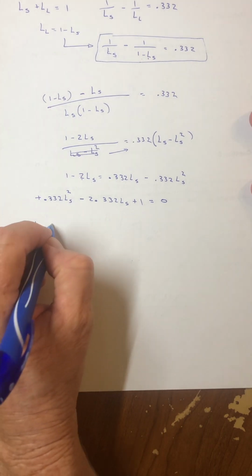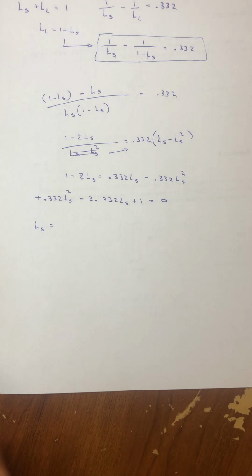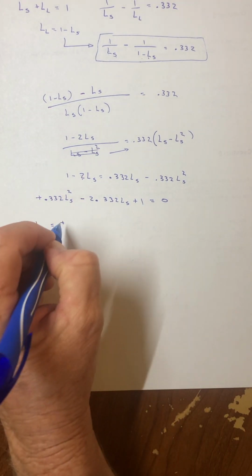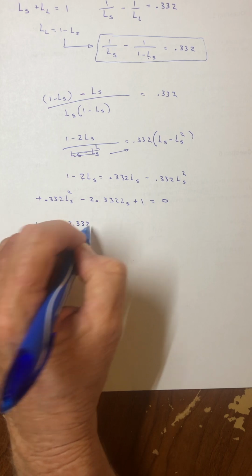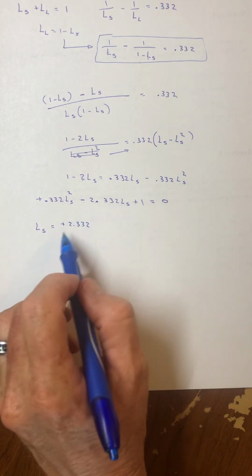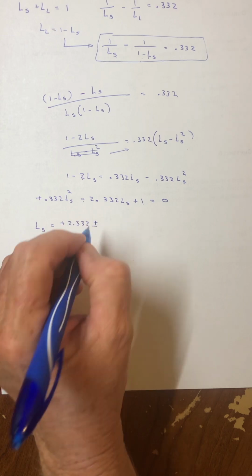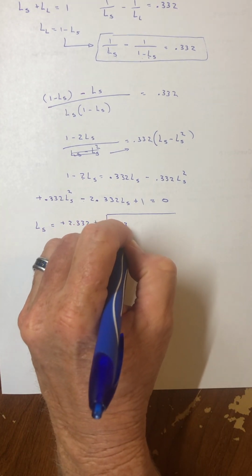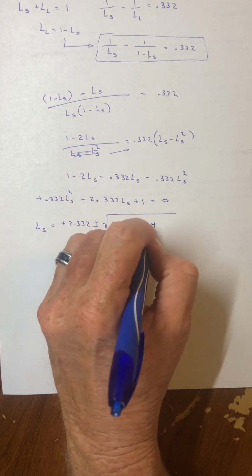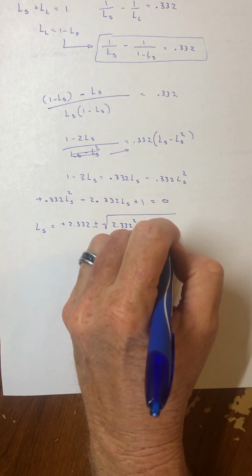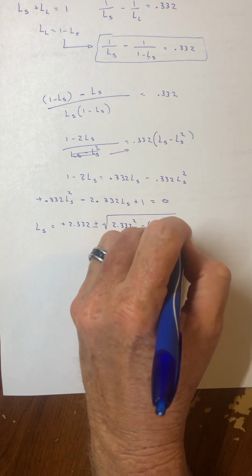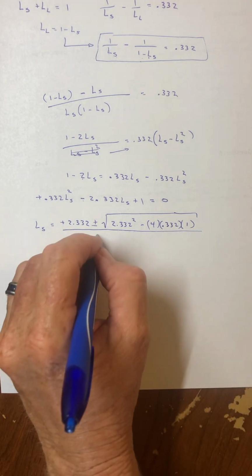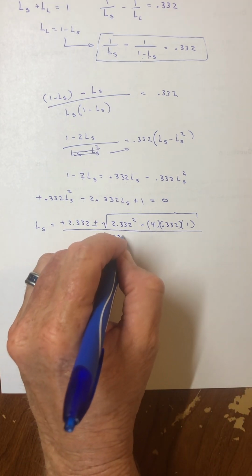So, again, a quadratic equation can be solved with the quadratic formula. So that says take the opposite of b. So b is a negative 2.332, so I'll put a plus 2.332, plus or minus the square root of b squared, 2.332 squared, minus 4 times a times c, all over 2a.